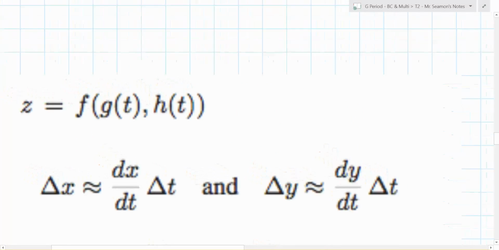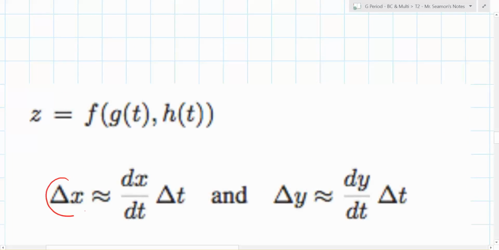Real careful about this. What does delta x mean? The change in x, the actual change in x, right? So like how much x has changed. Are you with me so far? It's how much x has changed. What's delta y? How much y has changed. If we wanted to find those two things, and keep in mind, x is written in terms of t, and y is written in terms of t, how do we figure those things out?